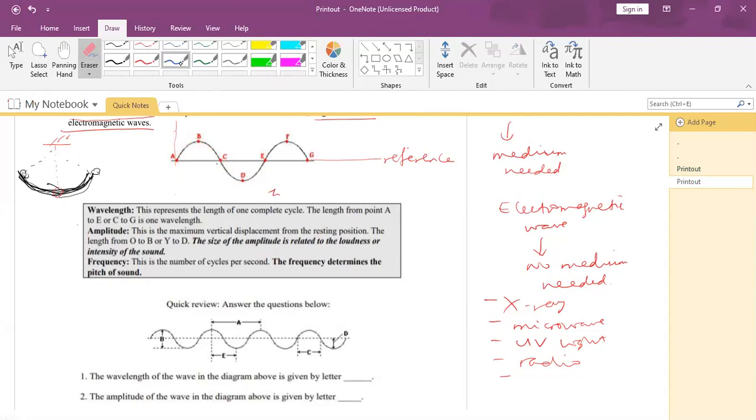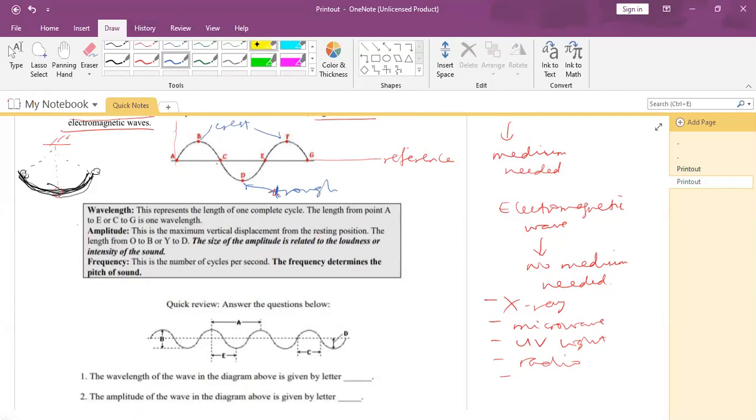We call this peak here the crest. And then the lowest point here, which is D, you call that the trough. So the wave is made up of crests and troughs. This is also a crest. Crest and trough.